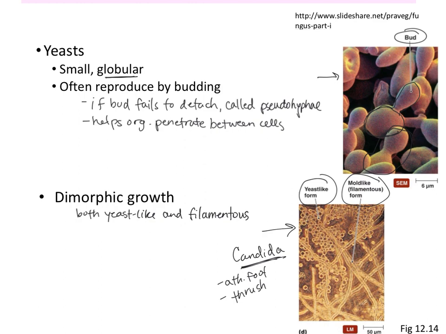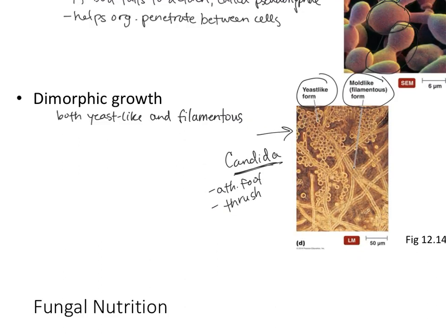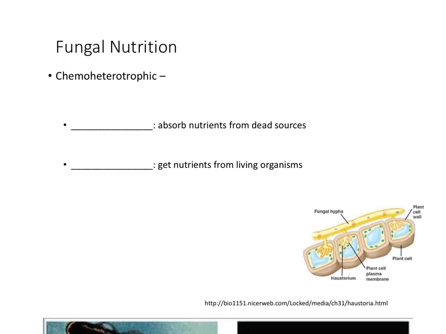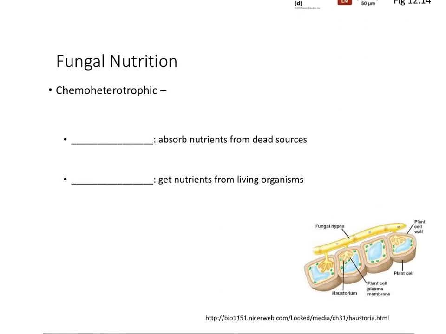And just a few more terms to share with you considering fungal nutrition. So how do they get their nutrients? We mentioned this earlier, they're chemoheterotrophic. So troph means to feed. And then basically this means that they get their nutrients from organic sources.